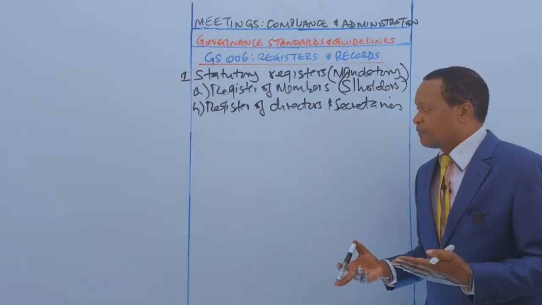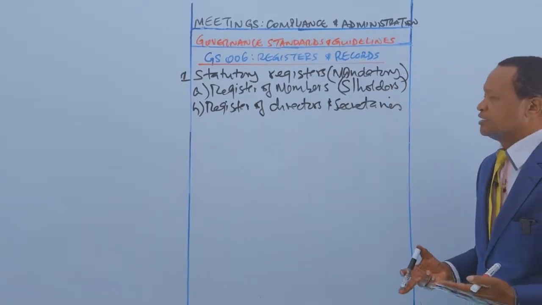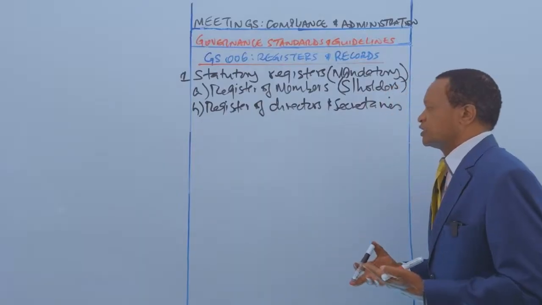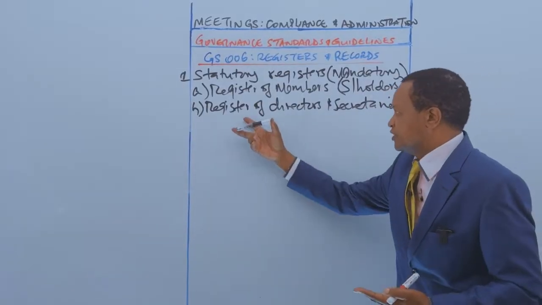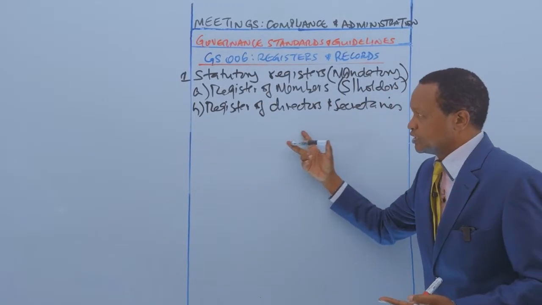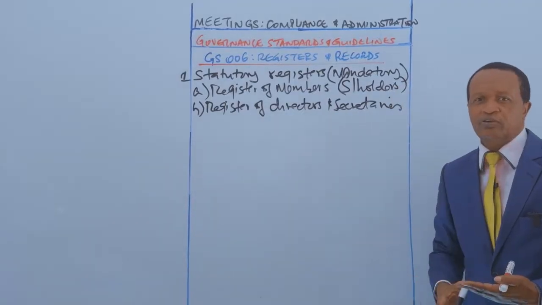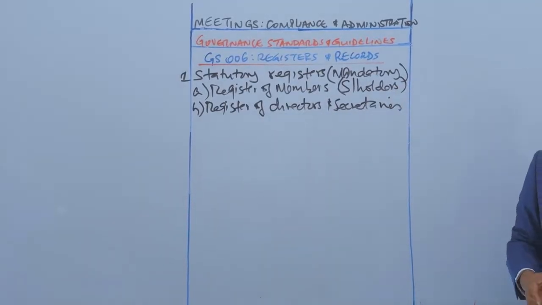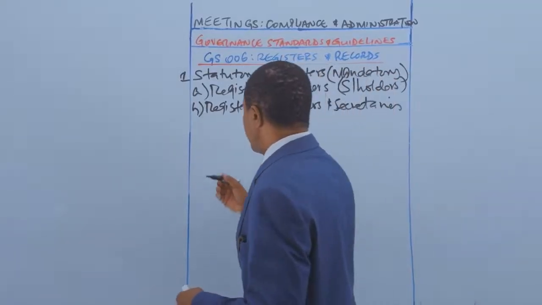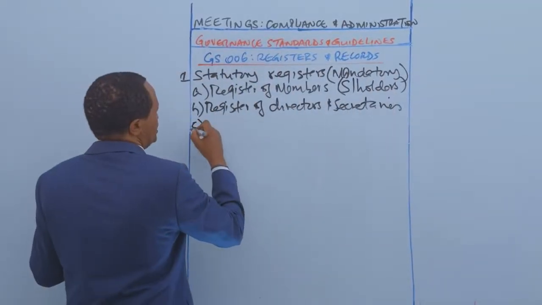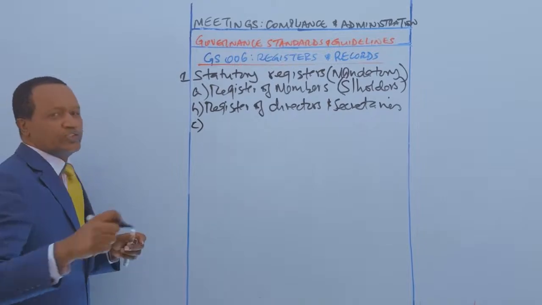If you are a director of a company and you resigned, that record you can find in the register of directors. You are appointed, then you must appear in the register of directors and secretaries. Then the third book is the register of directors' interests.